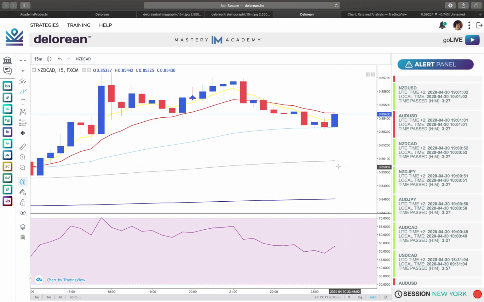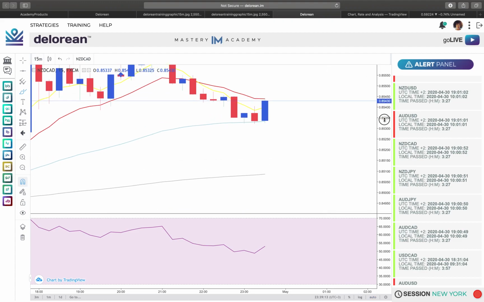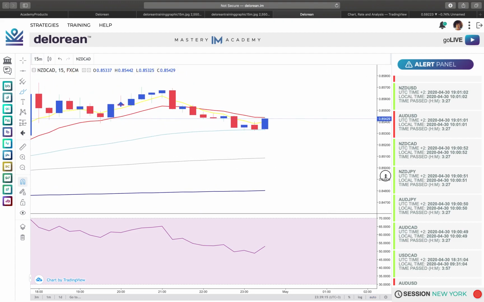So let's do another example. New Zealand CAD. I want you to notice all 3 lines below. Aqua's above the gray. It should be fairly obvious to you guys that we are in a bullish market, not a bearish market. Again, a bullish market, not a bearish market. So we're looking to buy.